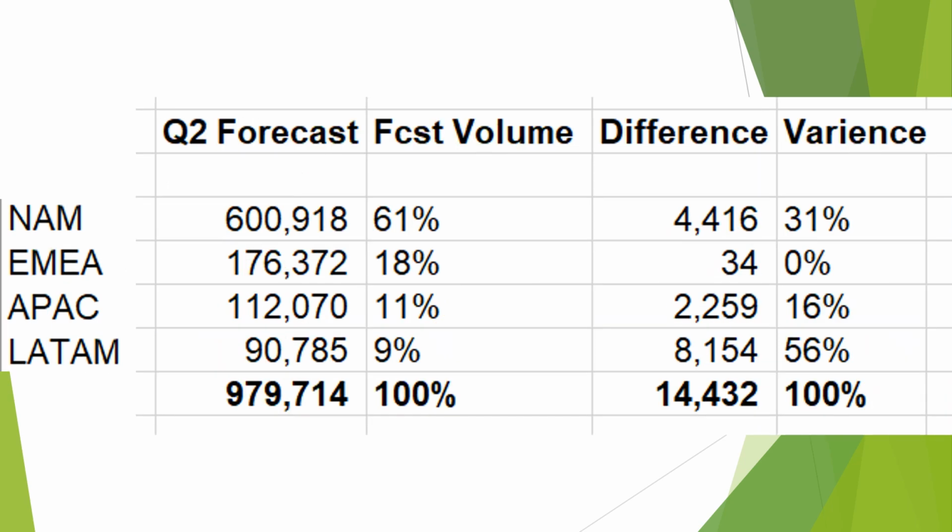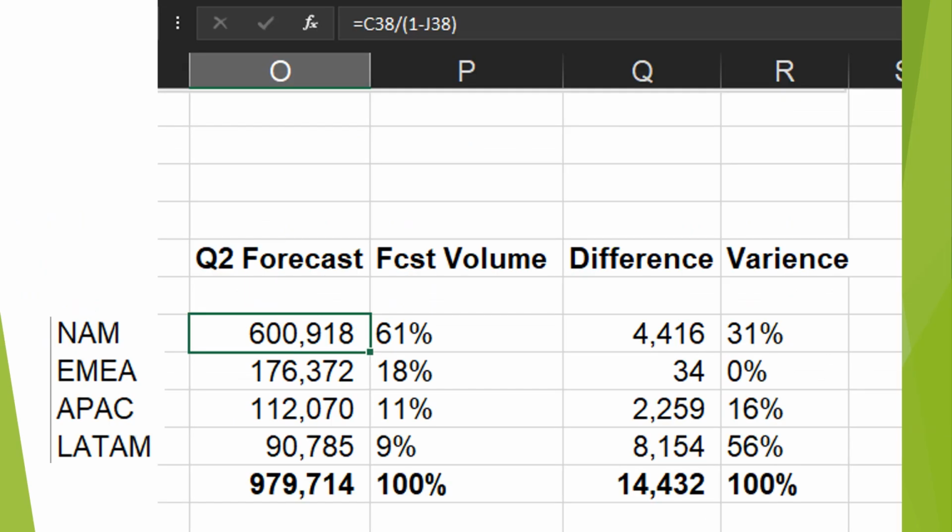Another metric we could look at is the forecast of Q2 based on Q1. For example, for North America, let's assume the growth of Q1 of 4% applies to Q2. In that case, we would have hit 600,000 instead of 596,000. That gave us a difference of 4,416 units and a variance of 31%.